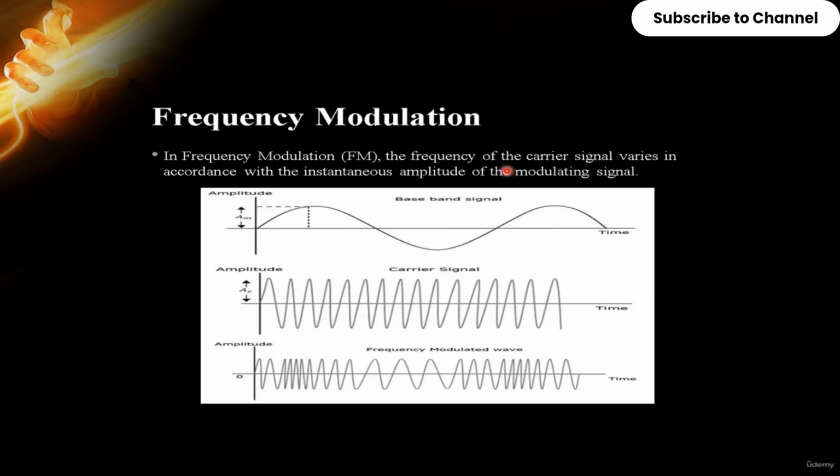In this lecture we are going to discuss frequency and phase modulation. In frequency modulation, the frequency of the carrier signal varies according to the amplitude of the modulating signal. In this diagram, the amplitude of the signal is given here, and this is the carrier signal, and based on the amplitude, the frequency of the signal is also varying.